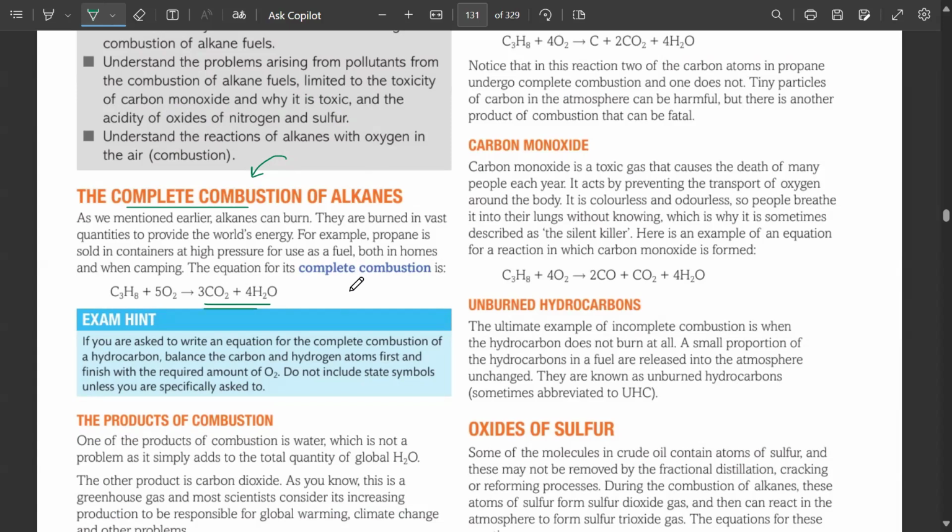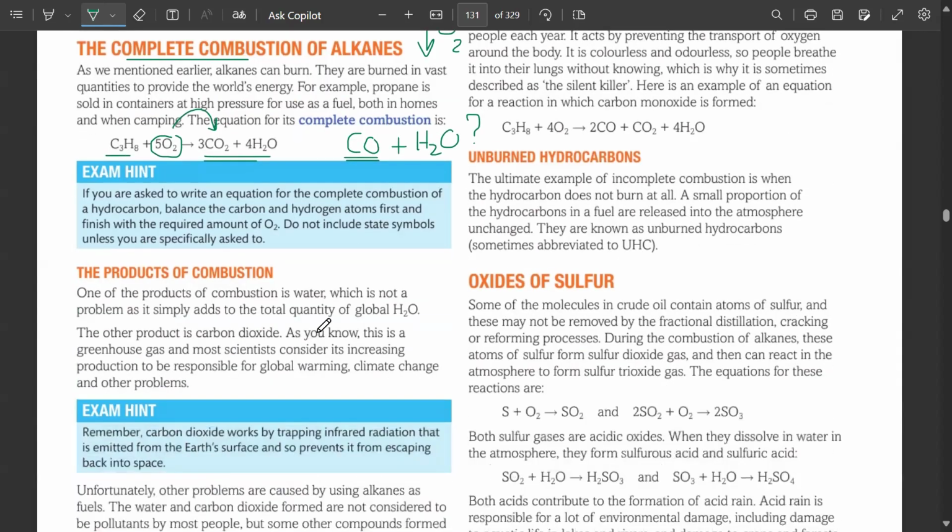लेकिन कोई भी चीज जब incomplete burn होगी, it's gonna produce carbon monoxide and water. Incomplete combustion कब takes place होगी? When you have very less oxygen. But when you already have excess oxygen, complete combustion will take place. And combustion balancing equation is very easy. Remember, whenever you have to balance any hydrocarbon combustion, balance the carbons first, then the hydrogens, and then the oxygens.